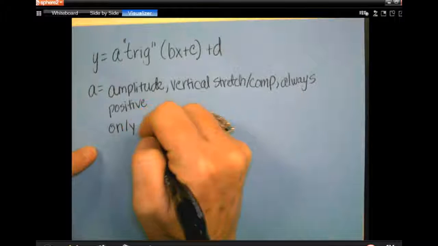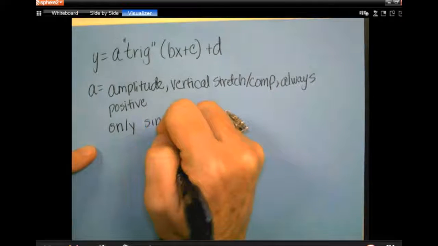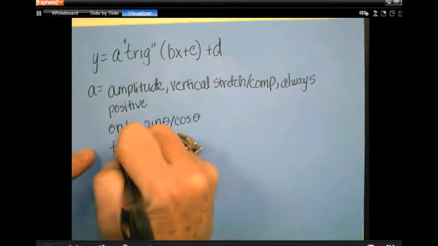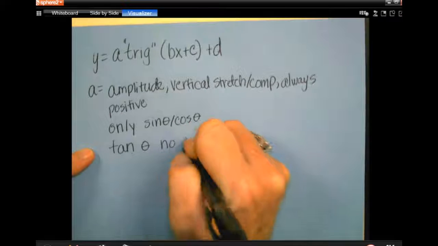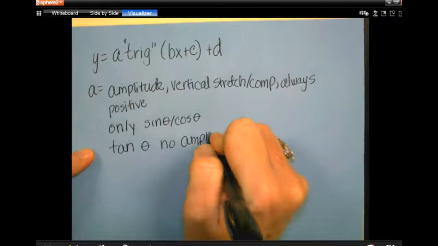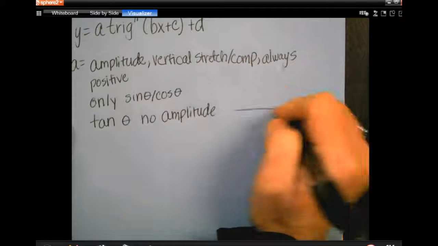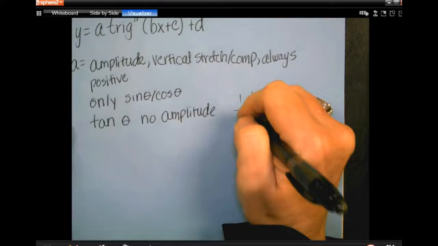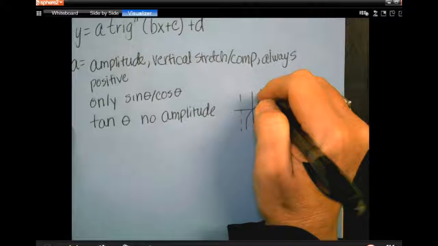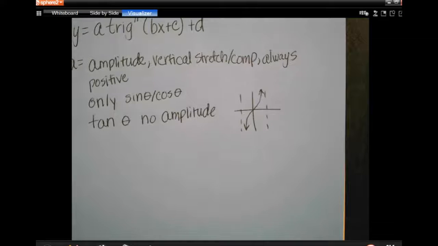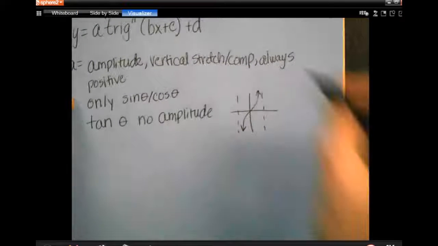Okay, so the amplitude is only for sine and cosine. Tangent of theta has no amplitude, and it has no amplitude because it goes like this. Amplitude is how tall it is, but it keeps going, and it keeps getting smaller. So it has no amplitude. It's always positive.